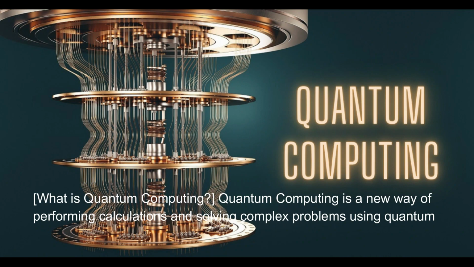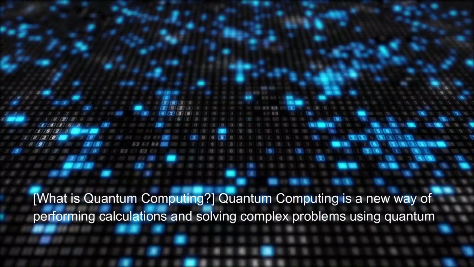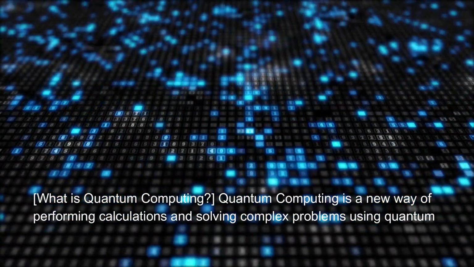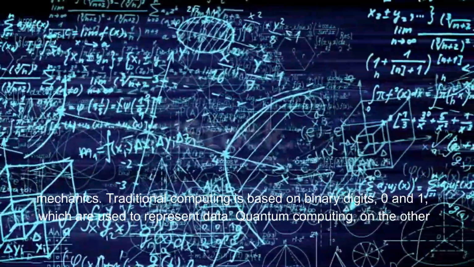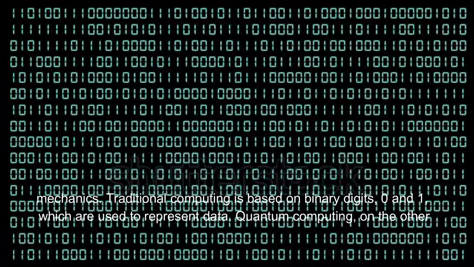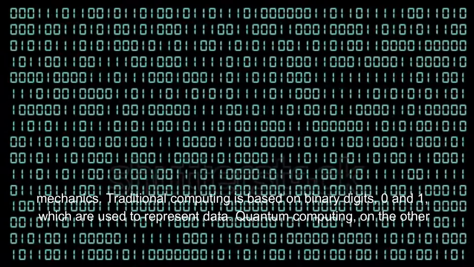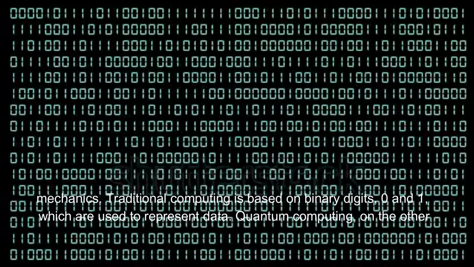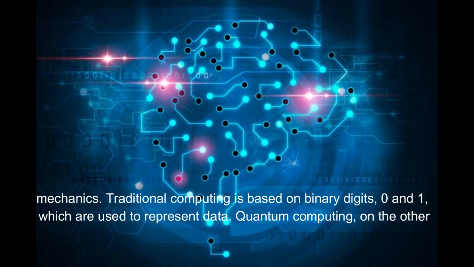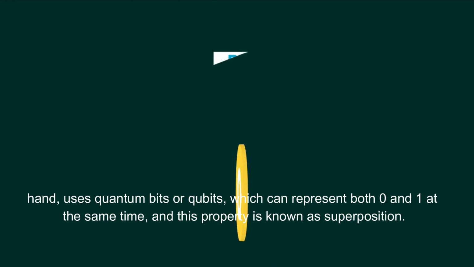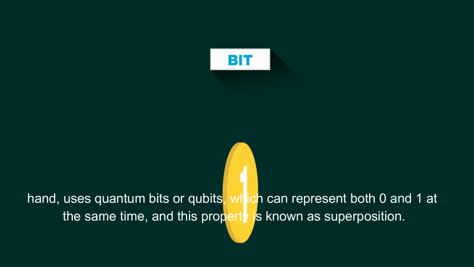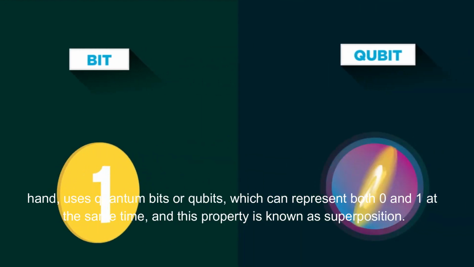What is quantum computing? Quantum computing is a new way of performing calculations and solving complex problems using quantum mechanics. Traditional computing is based on binary digits, 0 and 1, which are used to represent data. Quantum computing, on the other hand, uses quantum bits or qubits, which can represent both 0 and 1 at the same time, and this property is known as superposition.